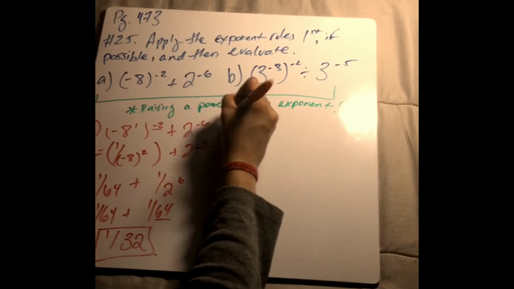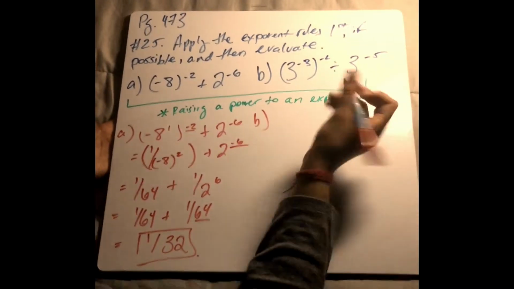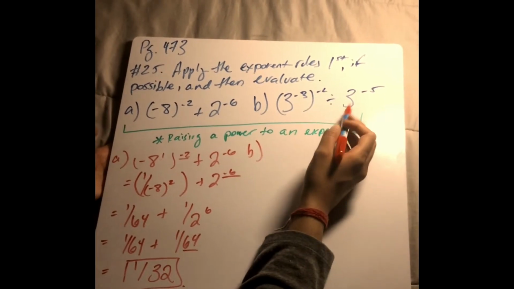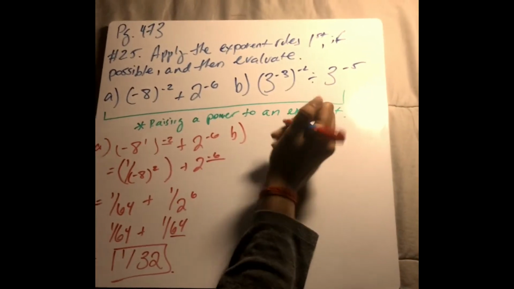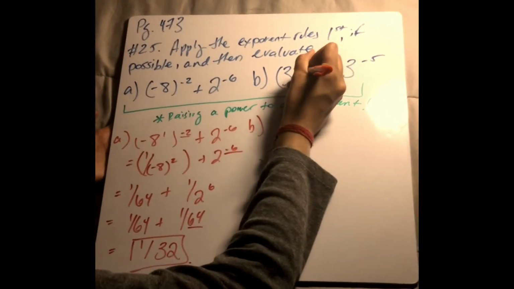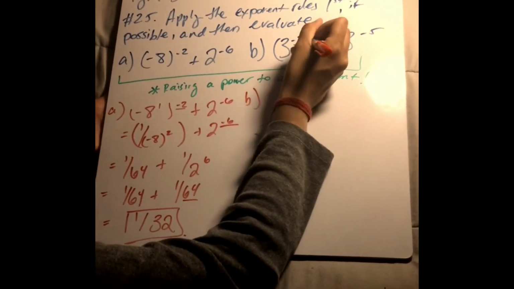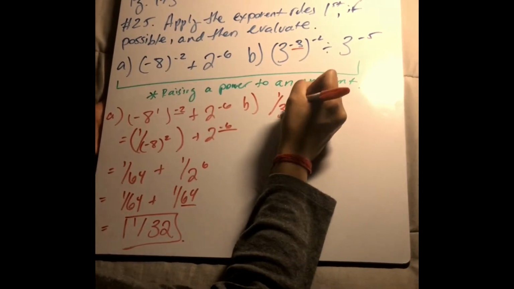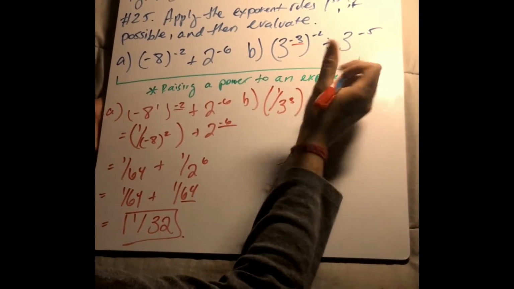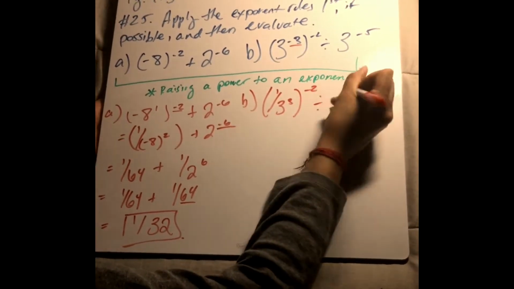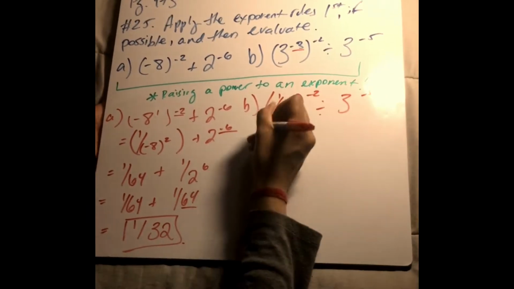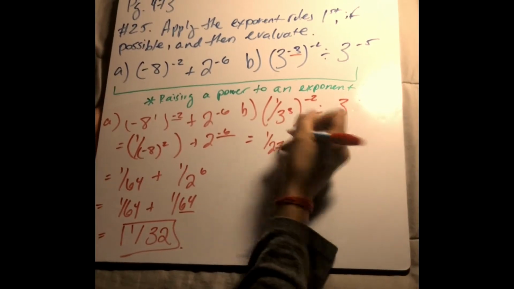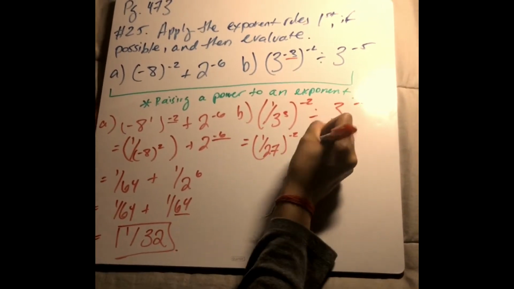Now we're going to be doing part B for this question. We have negative 3 to the power of negative 3, then to the power of negative 2, divided by 3 to the power of negative 5. So we're going to go into the brackets first. We have a negative 3 as an exponent, so it's going to be 1 over 3 to the power of 3, put that in brackets, to the power of negative 2, divided by 3 to the power of negative 5. This is the same as 1 over 27 to the power of negative 2, divided by 3 to the power of negative 5.